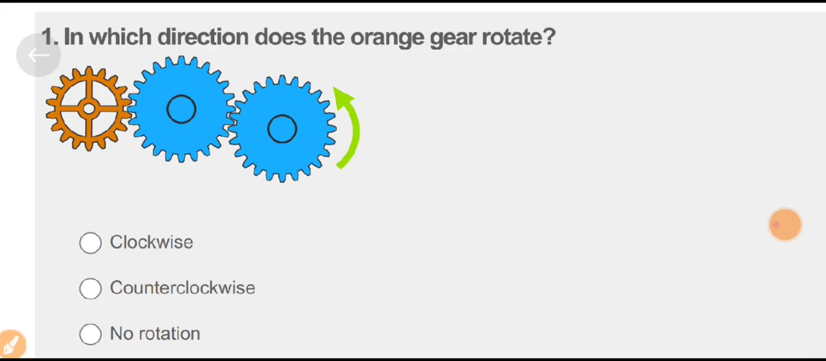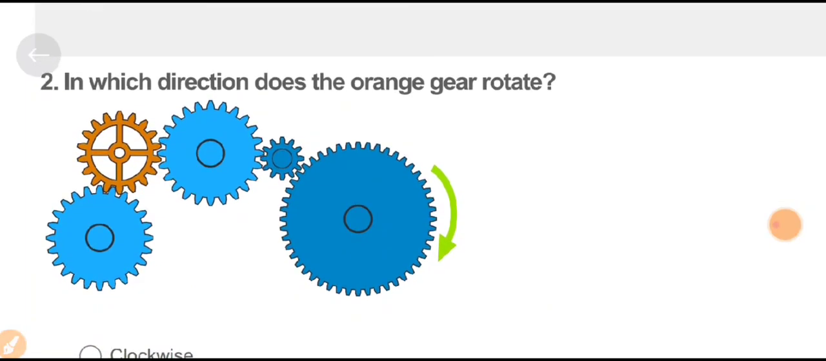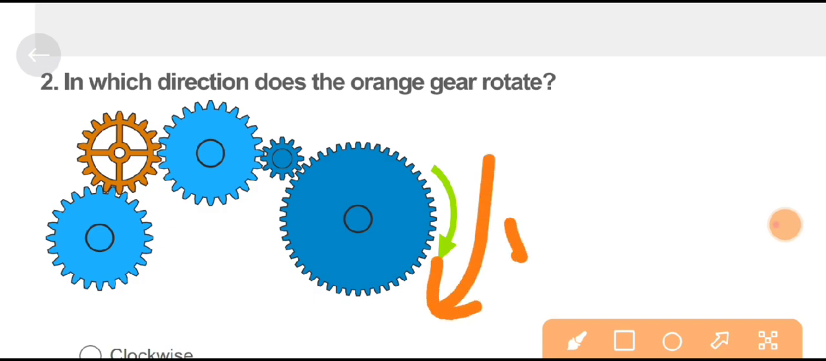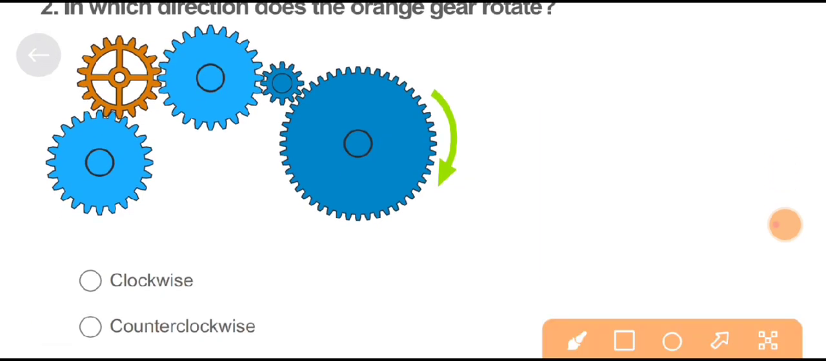Okay, next question. You can solve it easily. In which direction does the orange gear rotate? Here all gears are externally meshing, and the first is rotating anti-clockwise. The second, smaller figure attached to it will rotate clockwise, then anti-clockwise, then clockwise, then anti-clockwise. We have to find the direction of the orange gear, so our right answer is clockwise.